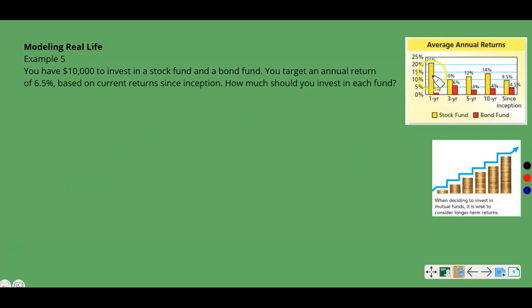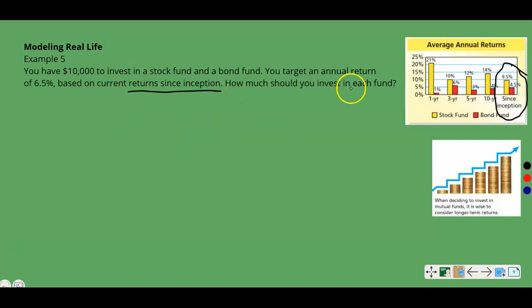We are given a table here that says average annual returns. That means yearly returns. This is based on 1 year, 3, 5, 10, and since inception. Right here it says based on current returns since inception, so we are going to be using that part of the graph. We can see that stock is yellow and bond is red. Just get familiar with the information you're given before you try to dig in and see what you need to do.